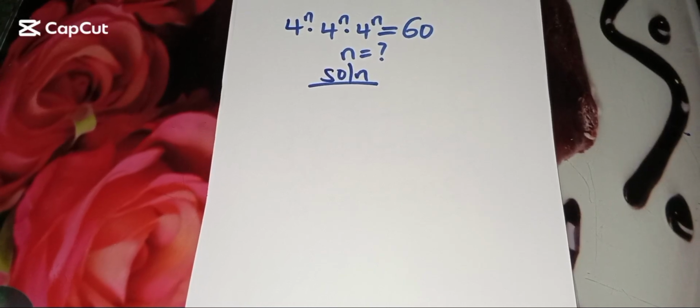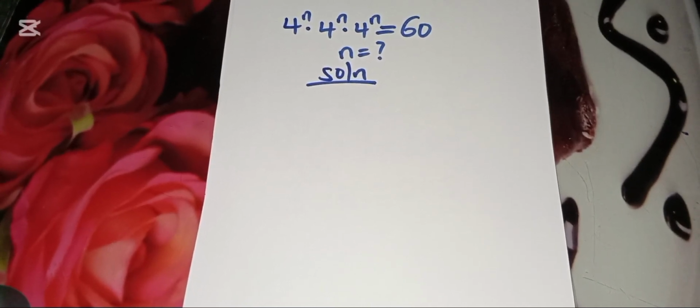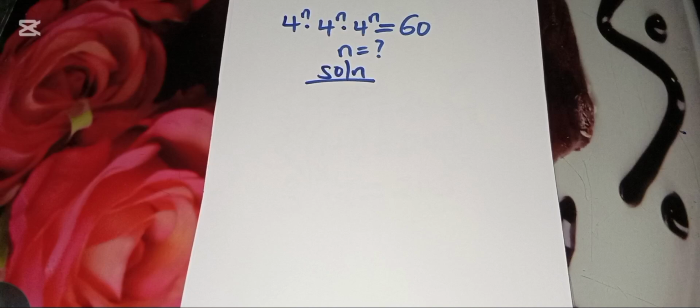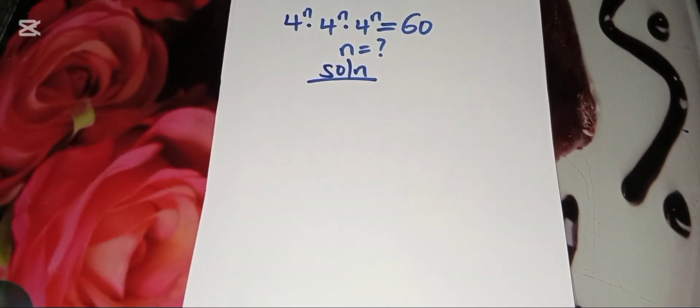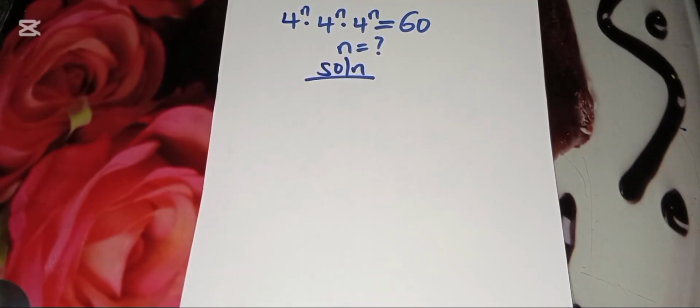Hello everyone, let's provide a solution to this exponential equation expressed as 4 raised to power n multiplying by 4 raised to power n multiplying by 4 raised to power n is equal to 60. So what is the value of n?